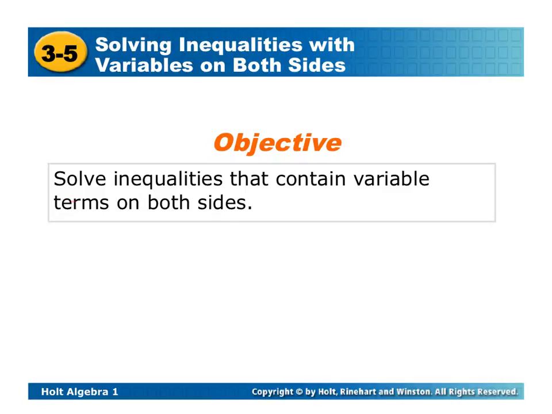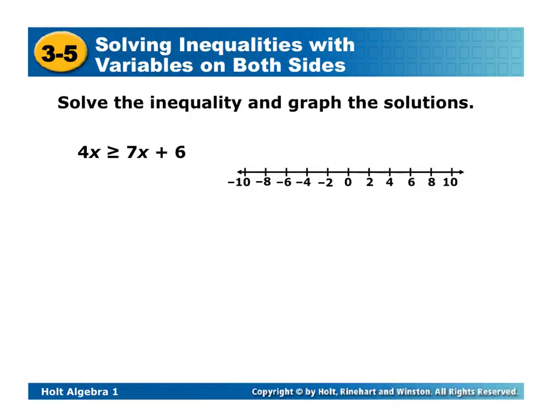Alright, so we're going to take a look at solving inequalities now that have variables on both sides of the inequality. Now, much like when we were solving equations, one of the first things we want to do is get all of our variable terms to one side. So in this case, it would probably make more sense to go ahead and move our 7x, because 4x is already on a side by itself. So I'm going to subtract 7x from both sides of the inequality.